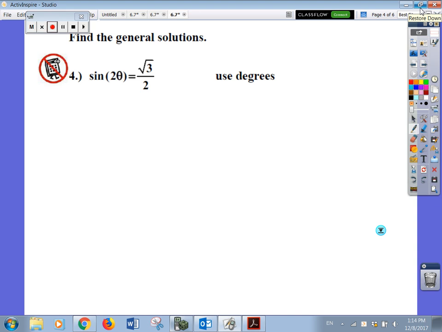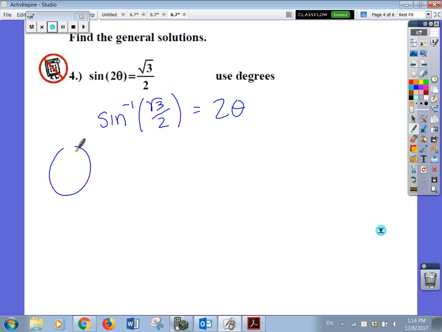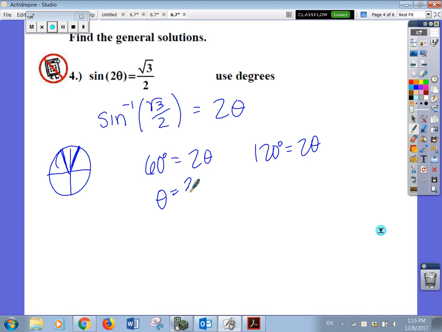Here, this is one review from, we've done this one a bunch. General solutions, the inverse sine of root 3 over 2 equals 2 theta. Be sure that you know your unit circle. Some of you still don't know that unit circle, and it is hurting you a lot. Know your unit circle. So, where is y equal to root 3 over 2, so that's going to be at 60 degrees equals 2 theta, and at 120 equals 2 theta. Therefore, theta equals 30 degrees, and theta equals 60 degrees.